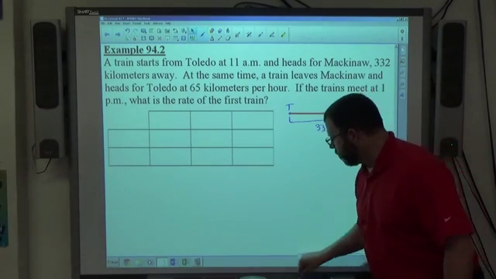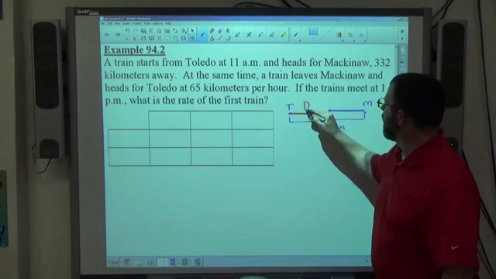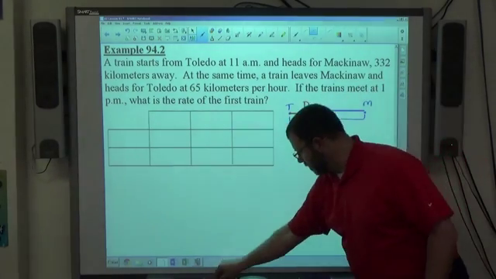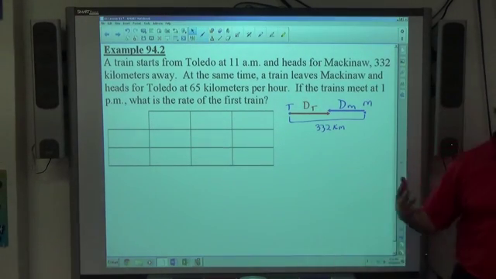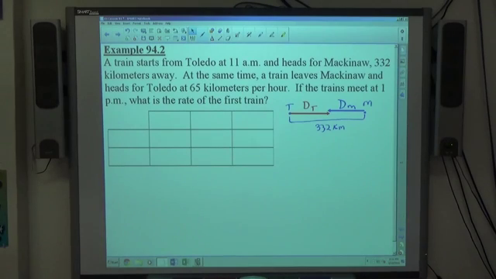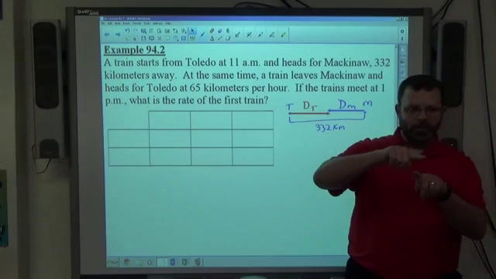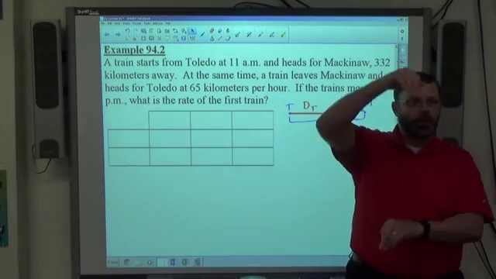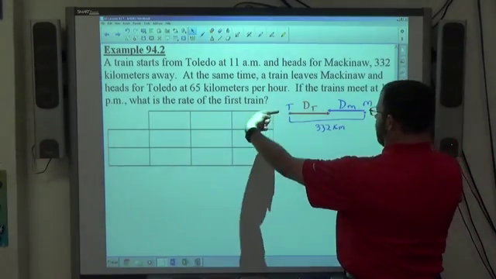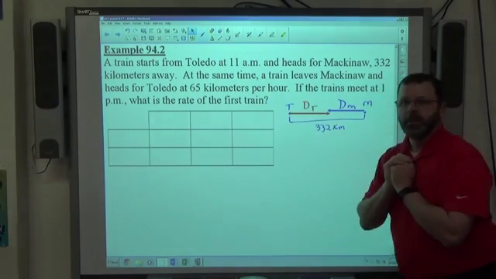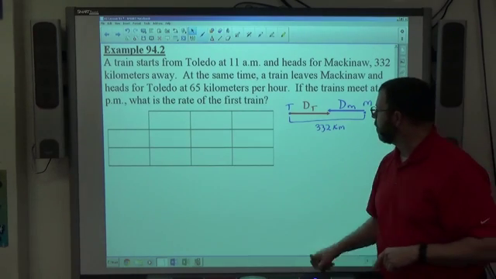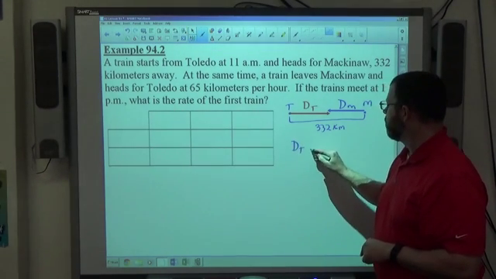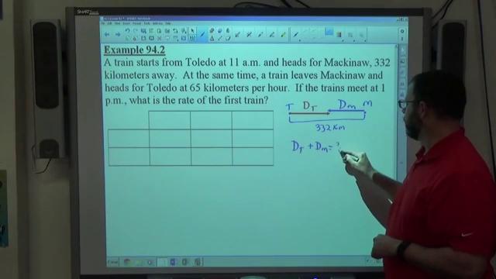So we're going to say that this distance here is the distance traveled by the train leaving Toledo, and this is the distance from the train leaving Mackinac. That's the way I decided to set it up. Looking at that picture, it's the same type of picture as the last one. Last problem, the two buses were going opposite directions, creating this total distance. Now we're starting a distance away from each other, going towards each other. Both trains together make the total distance. Neither one individually does. So I know that the Toledo distance plus the Mackinac distance is equal to the total distance.